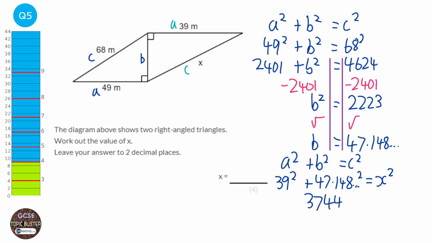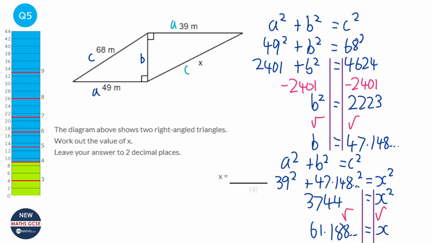and that will be 3,744 equal to x squared, and we'll just get our lines in because we need to square root both sides, and we get 61.188 blah blah blah is equal to x. It says it wants two decimal places, so that will be 61.19.